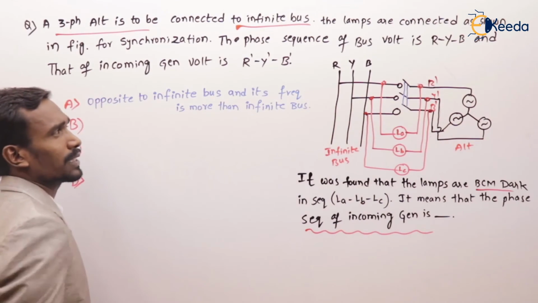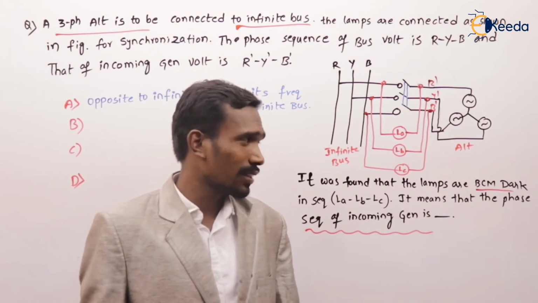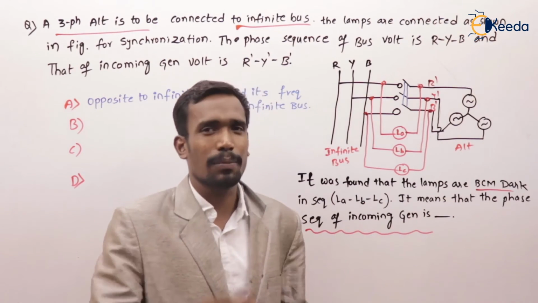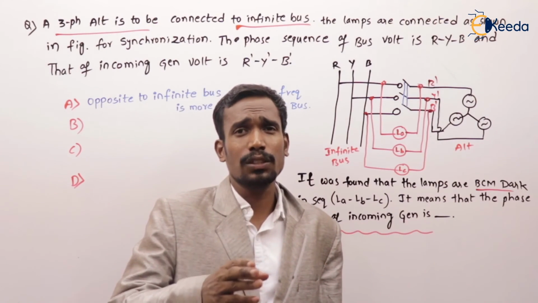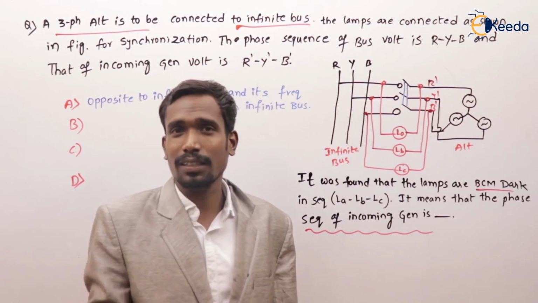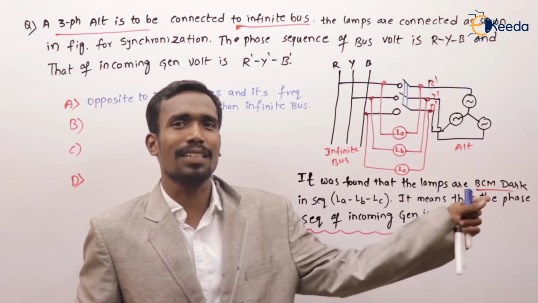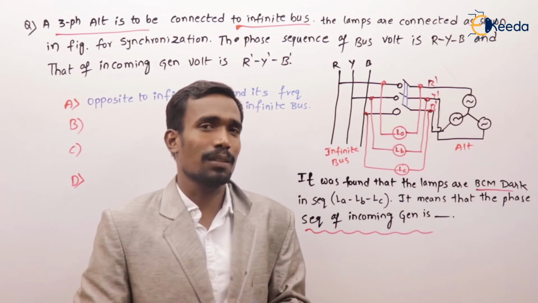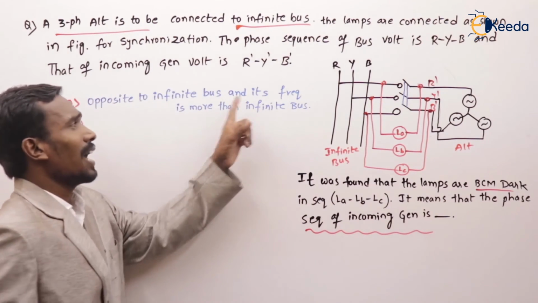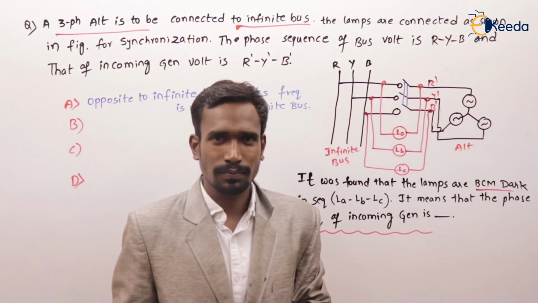Opposite to infinite bus bar, its frequency is more than infinite bus because it's just becoming dark. But we have to do that for synchronization, simultaneously bright and dark. In that condition, we have to close the switch. But he said that just becoming the dark, nothing but the phase sequence is exactly opposite direction, and the frequency is more than infinite bus. This is actually our answer.